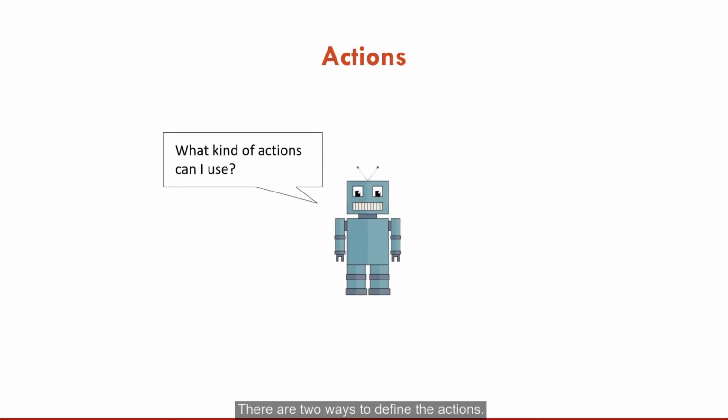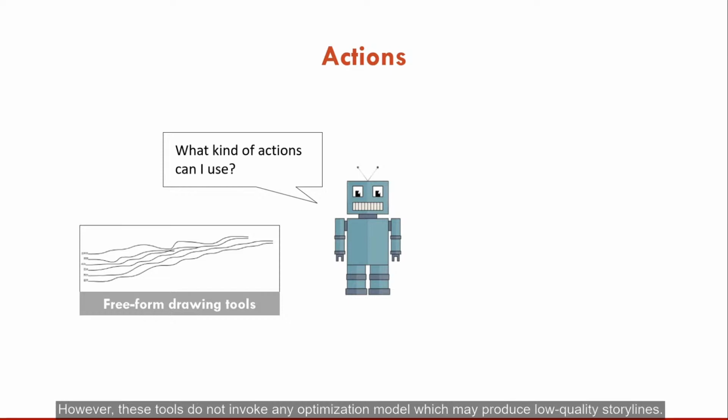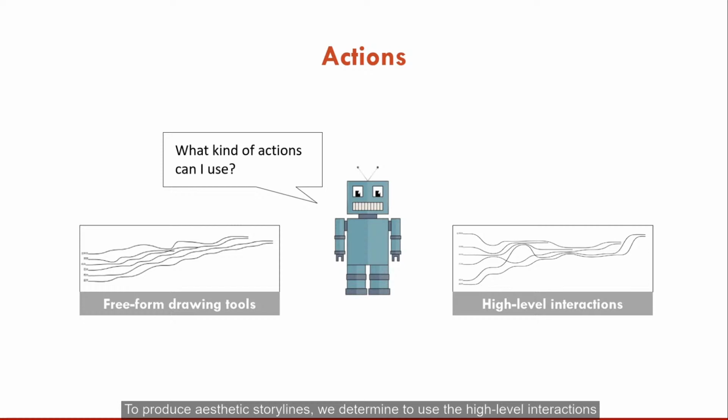There are 2 ways to define the actions. The first is we can use the freeform drawing tools. However, these tools do not invoke any optimization model, which may produce low-quality storylines. To produce aesthetic storylines, we decided to use the high-level interactions inherited from iStoryline tool.